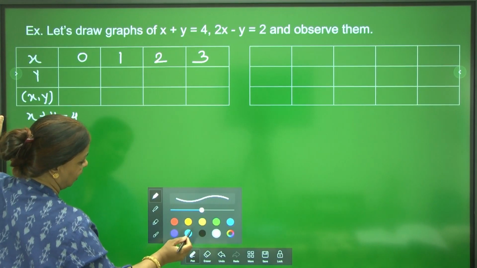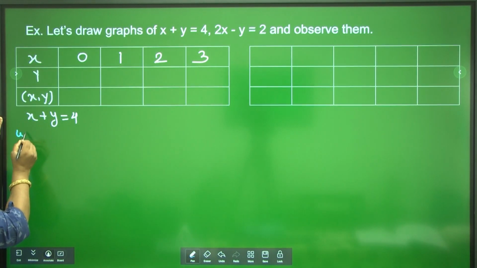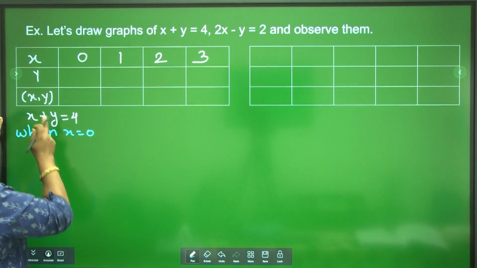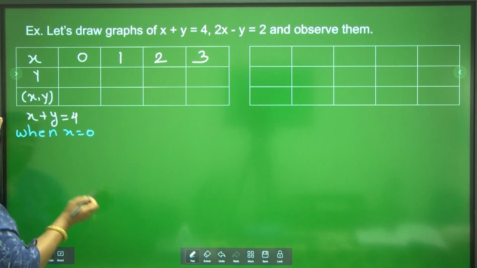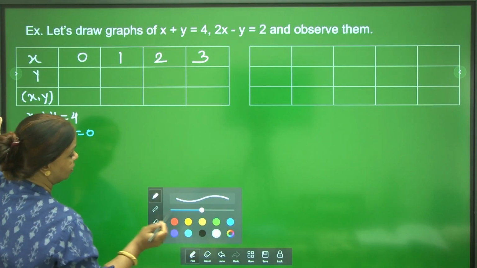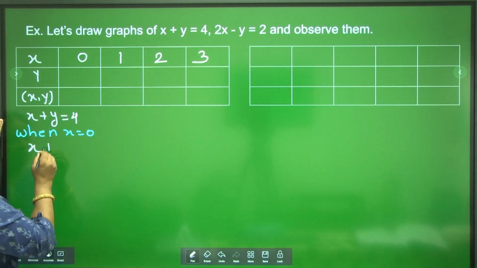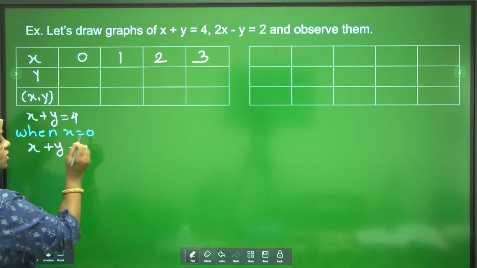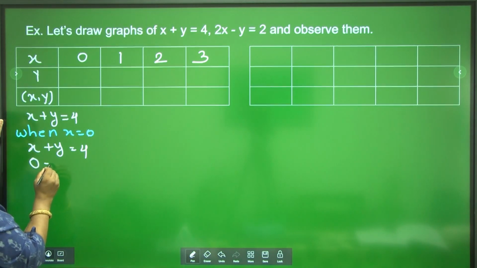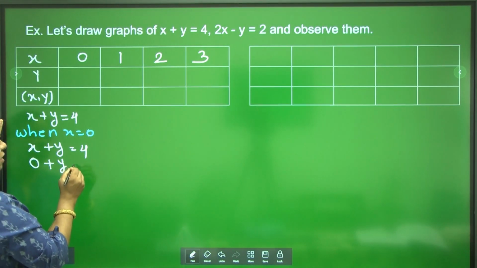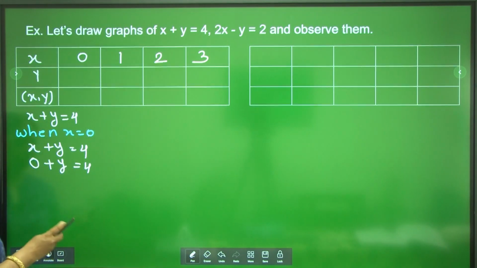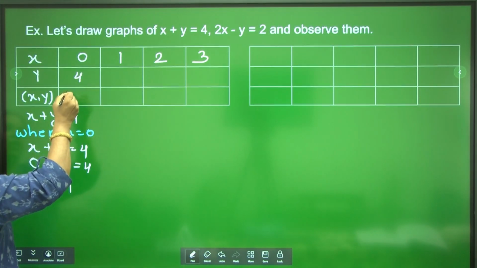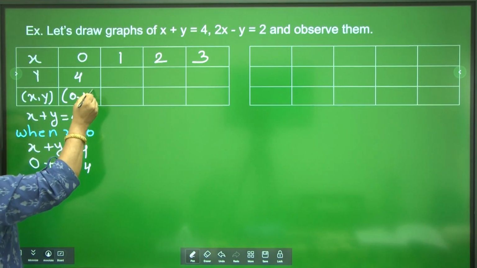So when x is equal to 0, I will place the value of x in this equation. So I will be writing the equation x plus y is equal to 4 and in place of x I will be writing 0. So 0 plus y is equal to 4. So y we got as 4 and your coordinate is 0 comma 4.